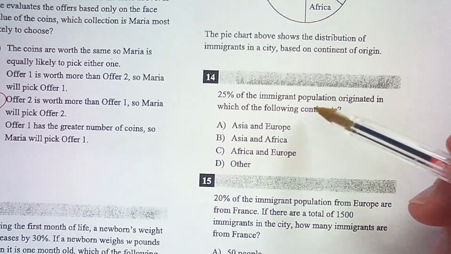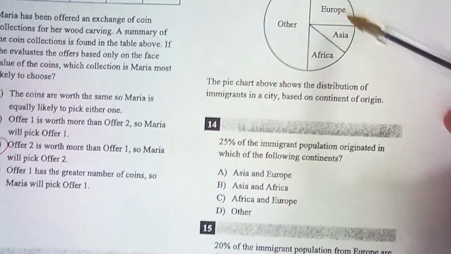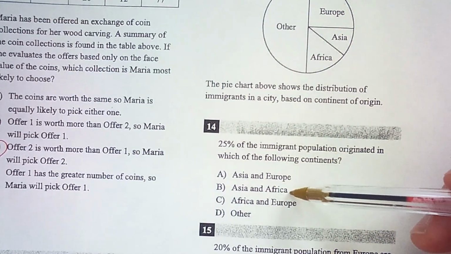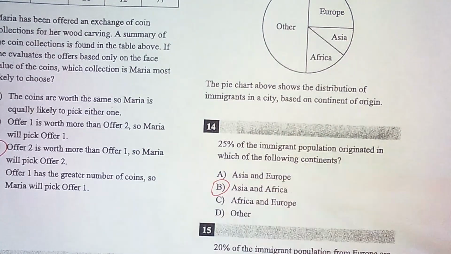25% of the immigration population originated in which of the following continents? Asia and Europe. Asia and Europe combined, that's more than 25%. Asia and Africa combined looks a lot like 25%. I will take option B.